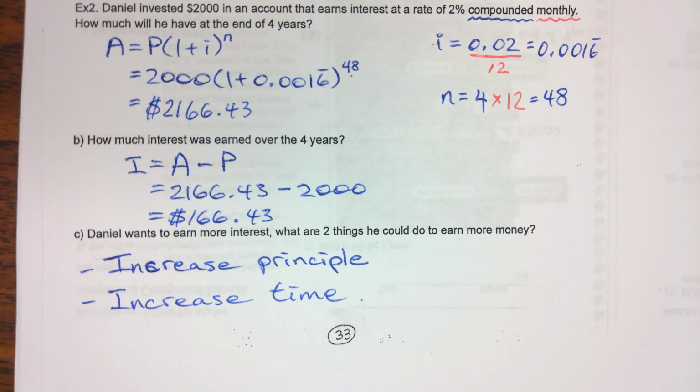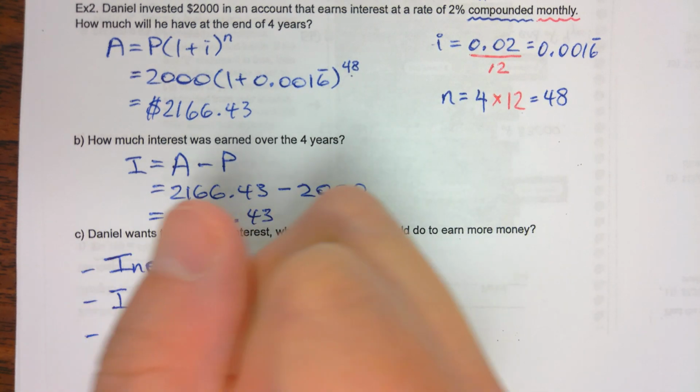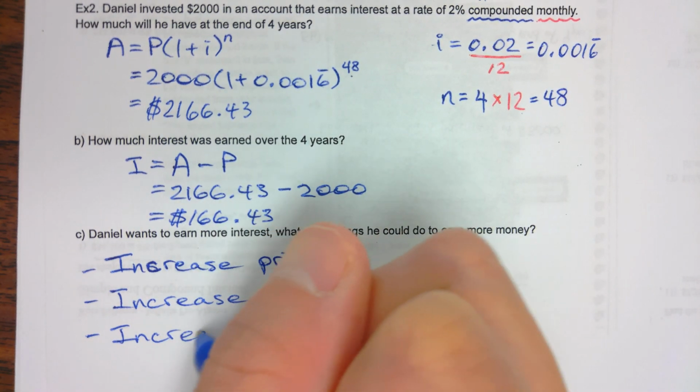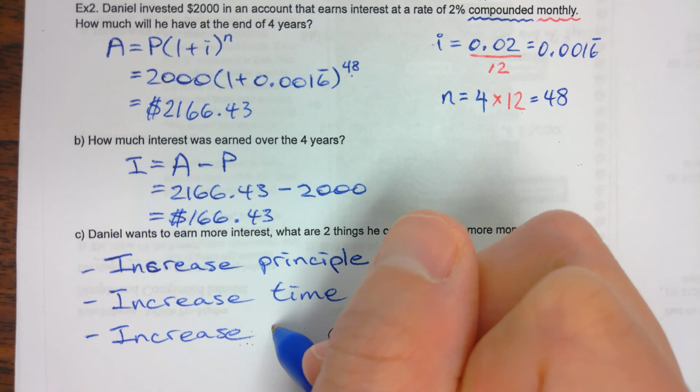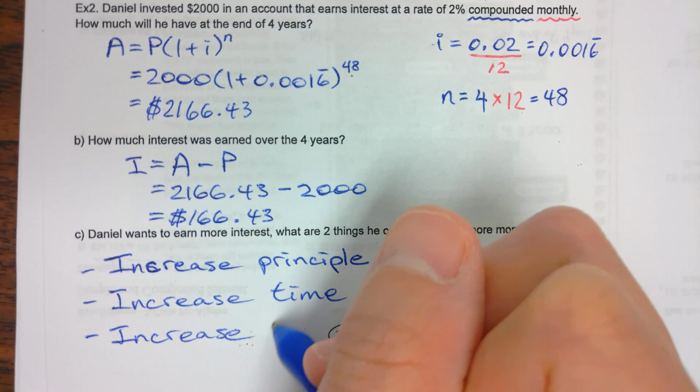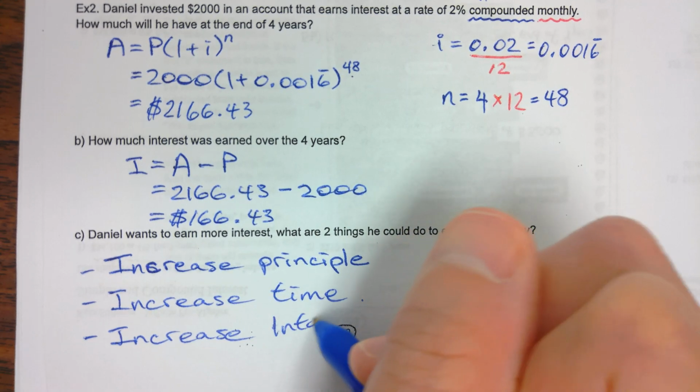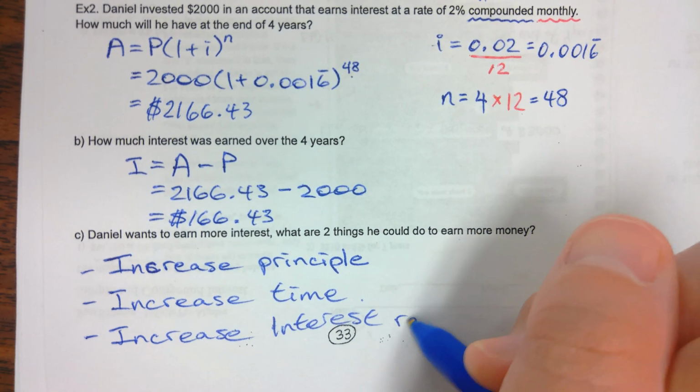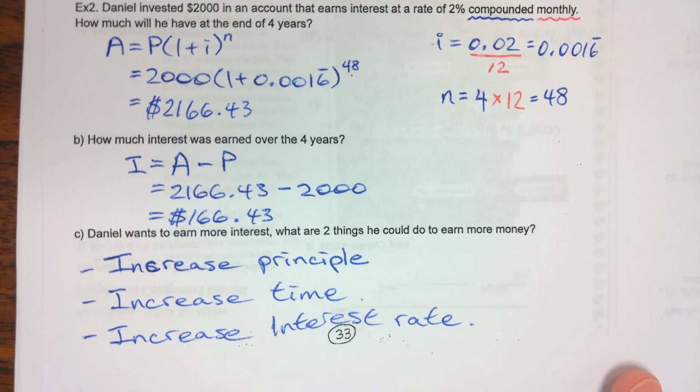All right, I can shop around for a better interest rate. So in other words, I could go to a bank that pays better. Okay, for a better interest rate. So increase the interest rate. Okay, so a bank that offers a better interest rate, something that's higher than 2%.